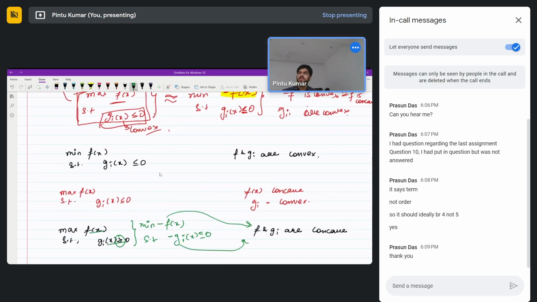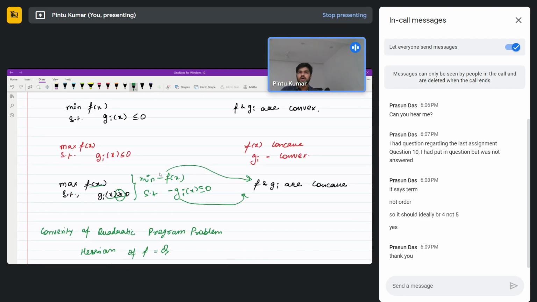Any doubt in this? If anybody has any doubt, they can unmute themselves at any time, or you can type it in the chat box. If you are not comfortable with English, you can also ask in Hindi, whatever you are comfortable with.